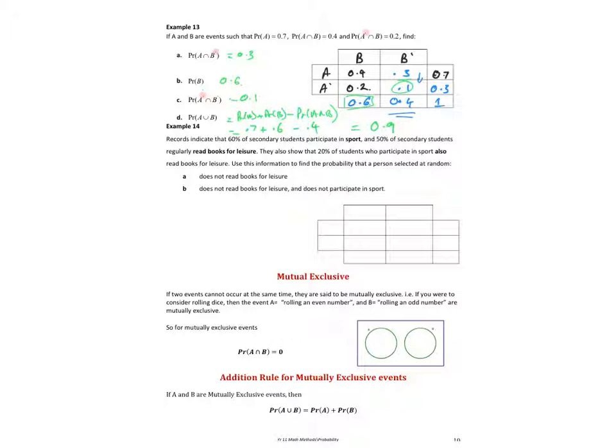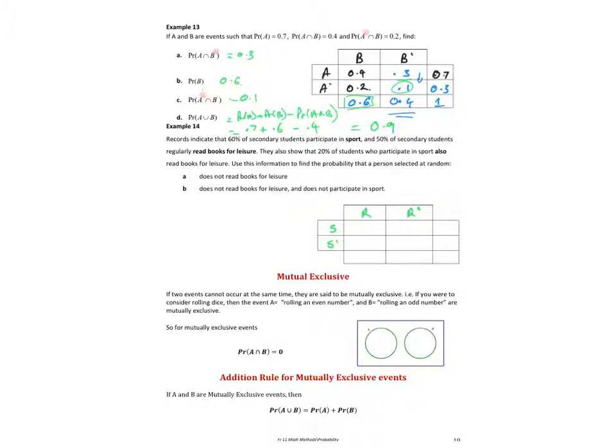All right, what's 14? Records indicate 60% of secondary students participate in sport. 50% of secondary students regularly read books for leisure. They also show 20% of students who participate in sport also read books for leisure. Use this information to come up with does not, so that's sort of like a R dash, S dash. So let's go with sport, not sport, reading, not reading.